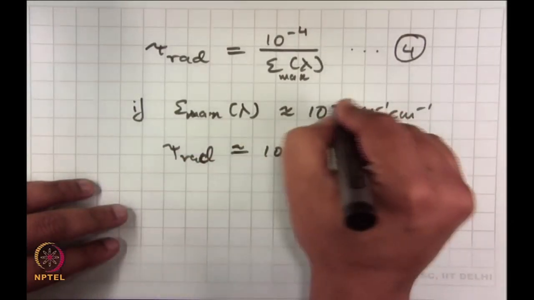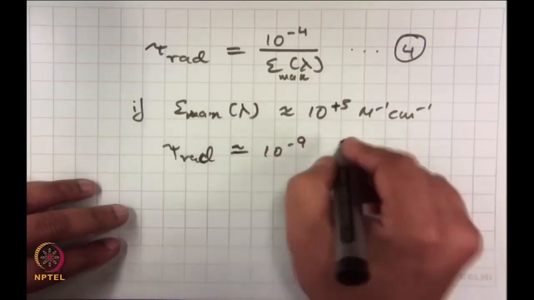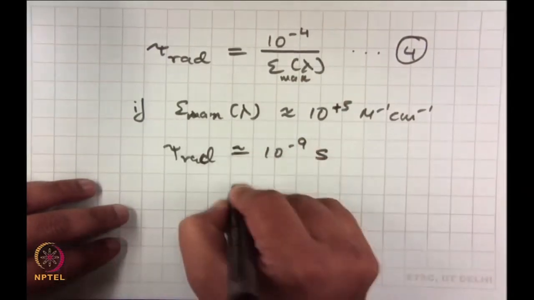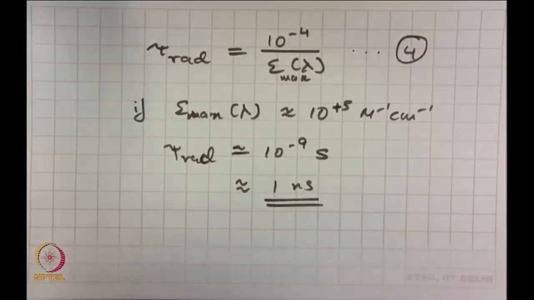Sorry, this would be 10 to the power plus 5, make it plus 5, this should be 10 to the power 9 minus 9 seconds, so 1 nanosecond. Okay. So, this is just an approximate, a ballpark idea. This can be derived, let me tell you, this can be derived.